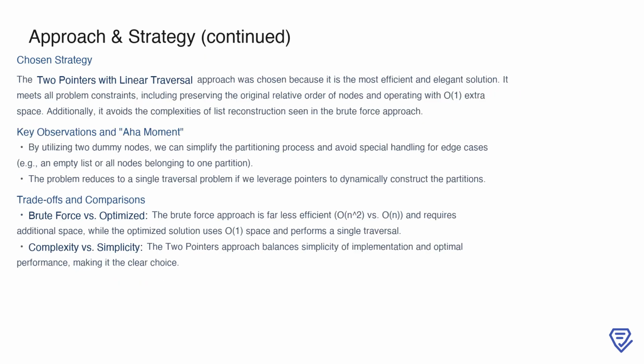The two pointers with linear traversal approach was chosen as the final strategy because it is the most efficient and elegant solution. It satisfies all the problem constraints, including preserving the relative order of nodes and operating with O(1) extra space. Compared to the brute force method, it eliminates the inefficiencies of multiple traversals and avoids the complexities associated with reconstructing the list.